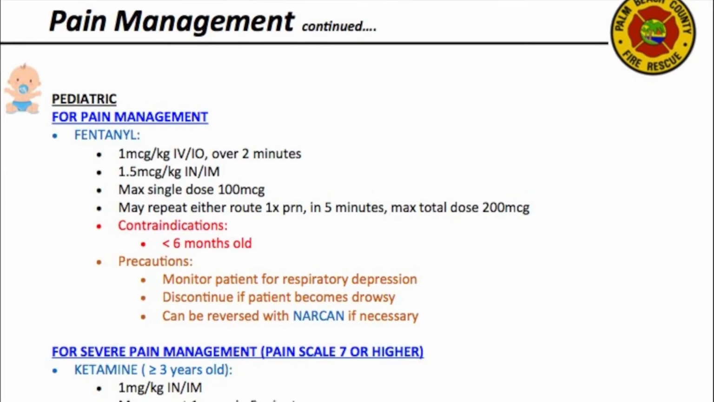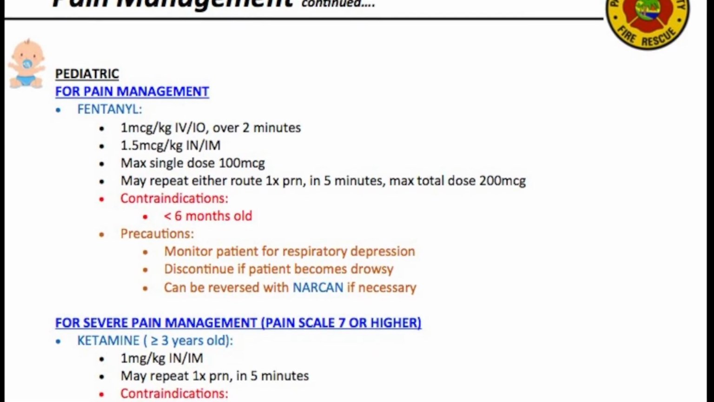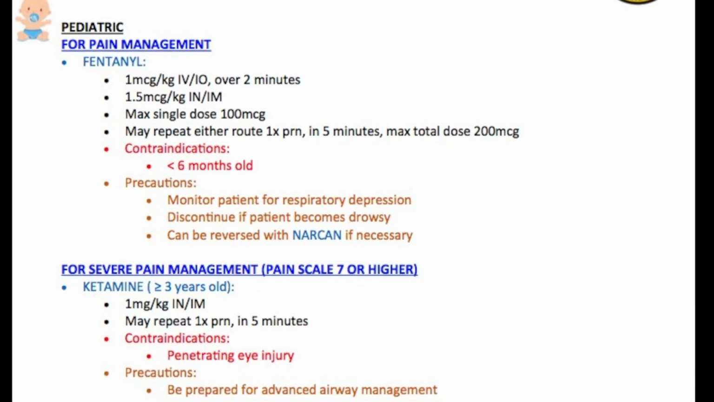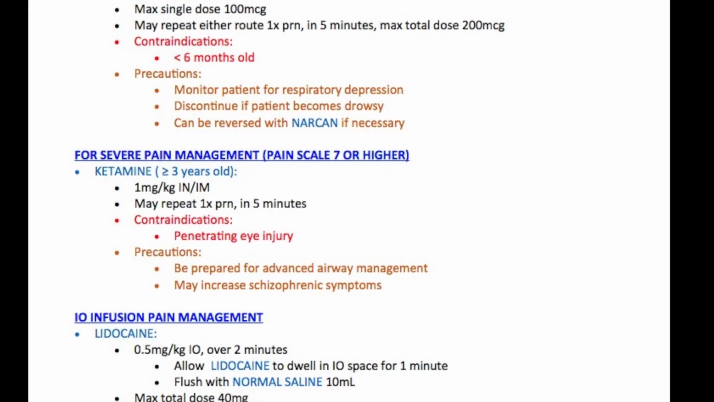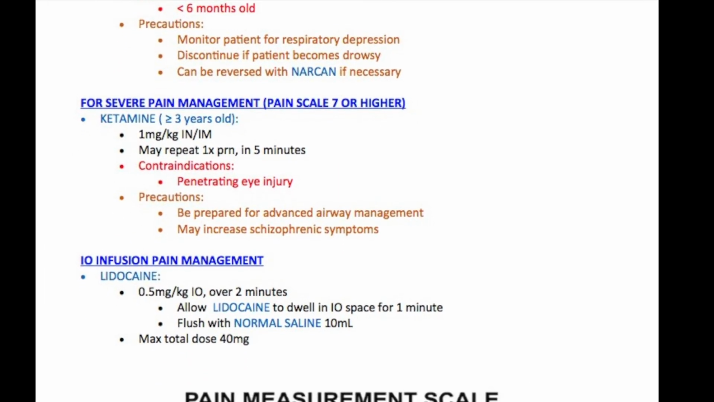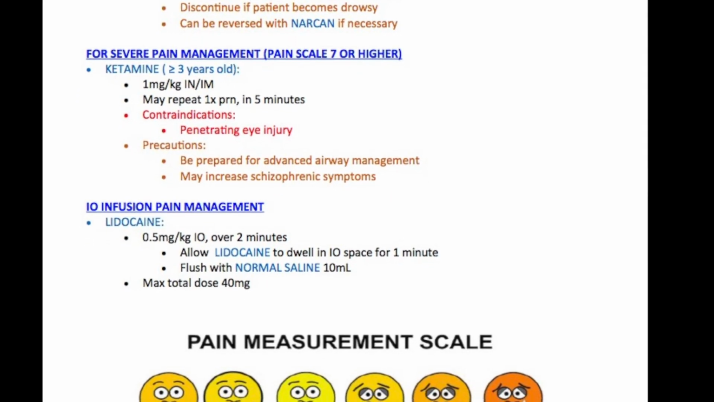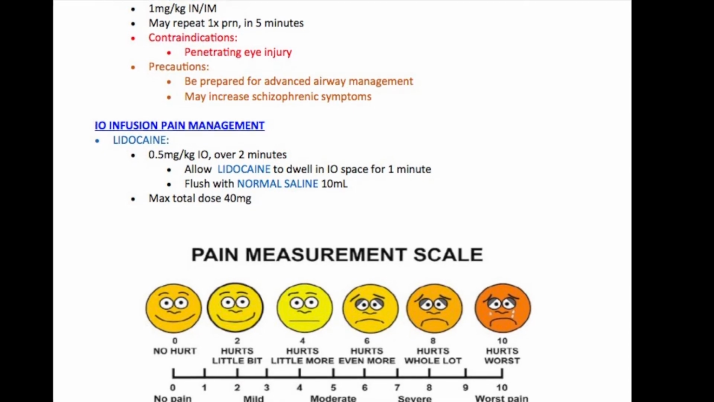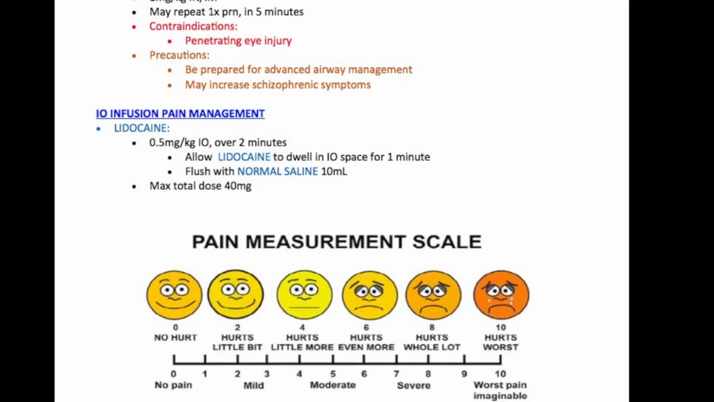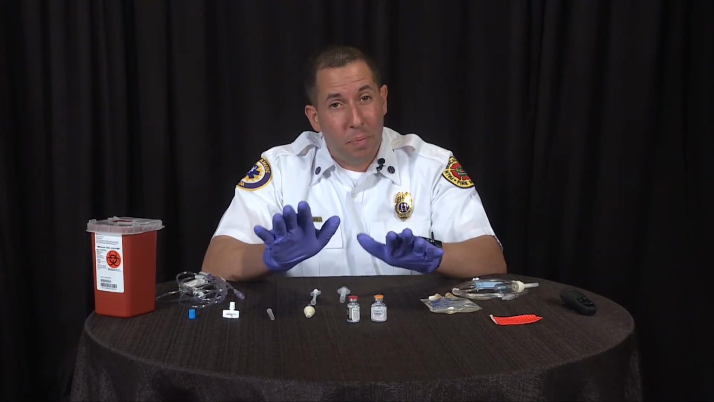So now let's talk about ketamine administration for pain management when treating pediatrics. Now, when you review the new protocol, you're going to see that we added for the ages 3 and above that you're now allowed to administer ketamine if the patient has severe pain. And the way that we define severe pain in the protocol is 7 and above on the pain scale. But it's a little bit different than the adult.